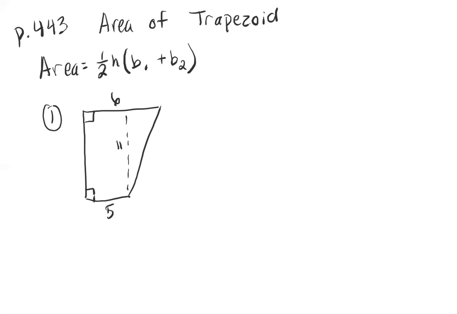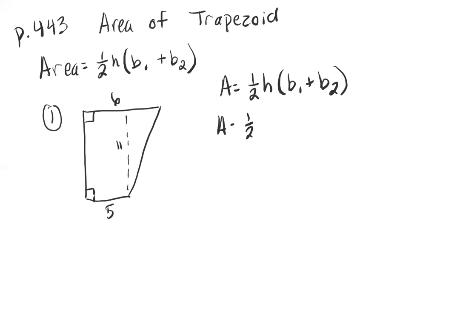All right, so we're looking at page 443 in lesson 7-3, finding areas of trapezoids. We didn't do kites, so don't worry about that. For the trapezoid, we're looking at number 1. So we want to find 1/2 of my height times base 1 plus base 2.